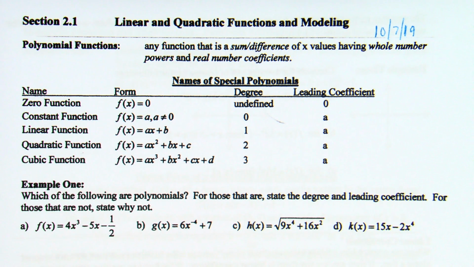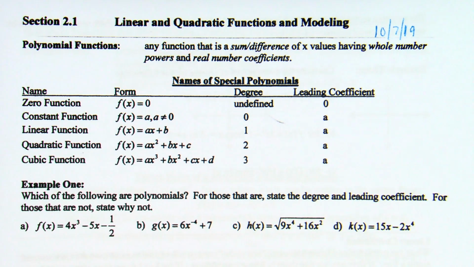So first thing, up here. This seems familiar. You remember talking about polynomials? You did it in Algebra 2, and you would have in Algebra 1. So not new news by any means. But polynomial functions: any function that is a sum or difference of x values having whole number powers and real number coefficients. So that's what it says.